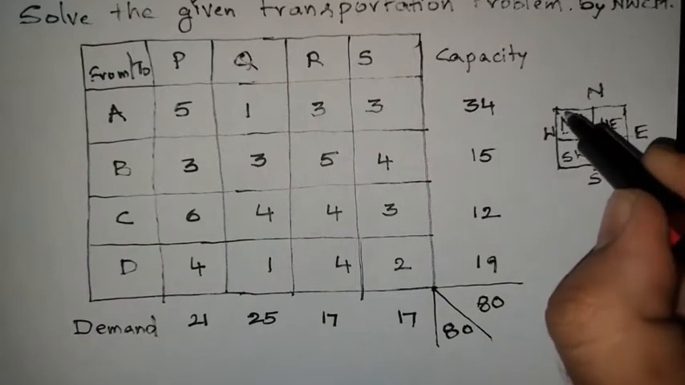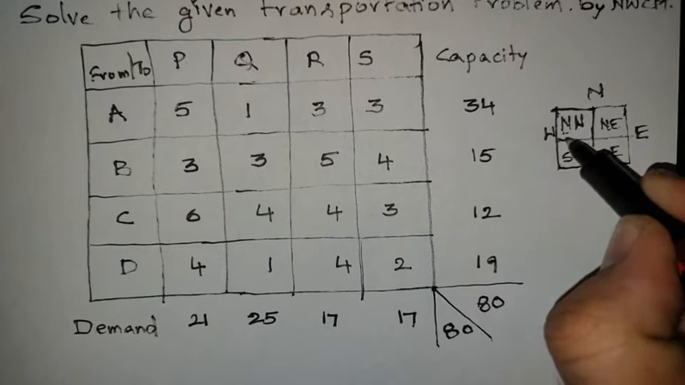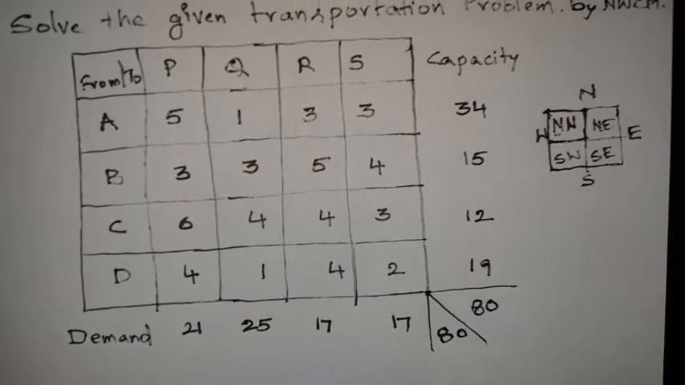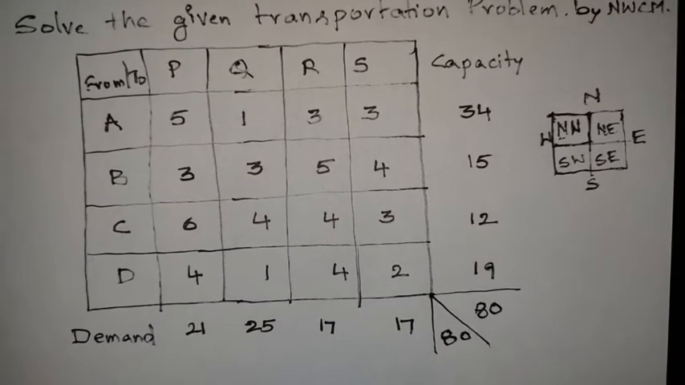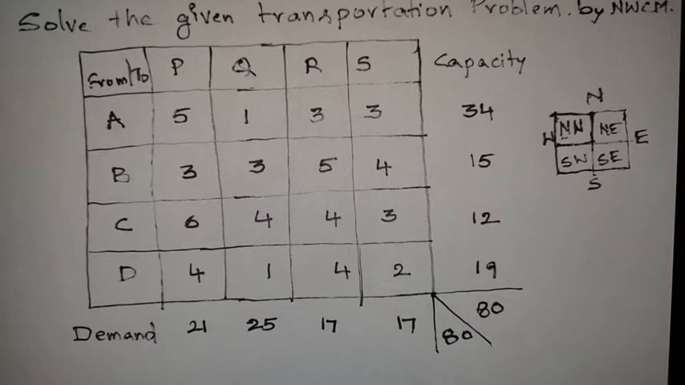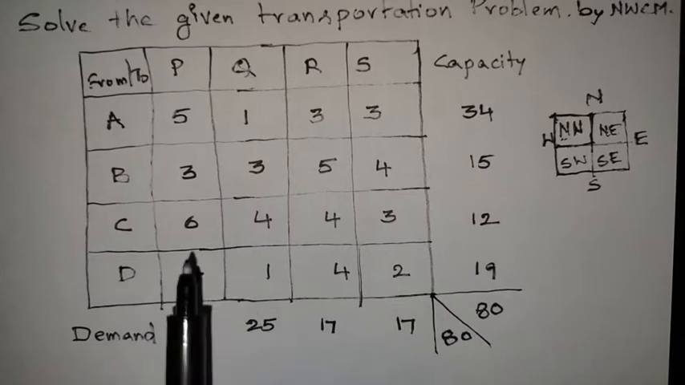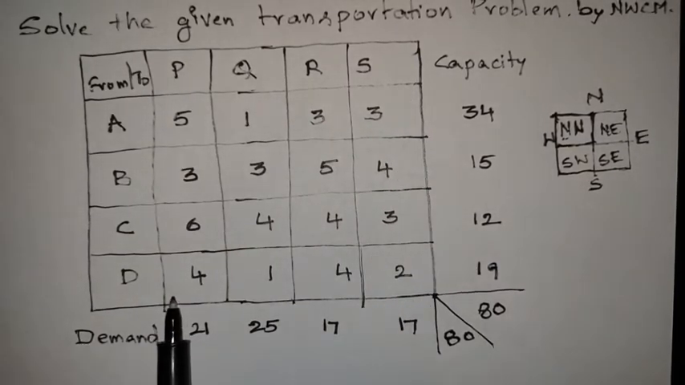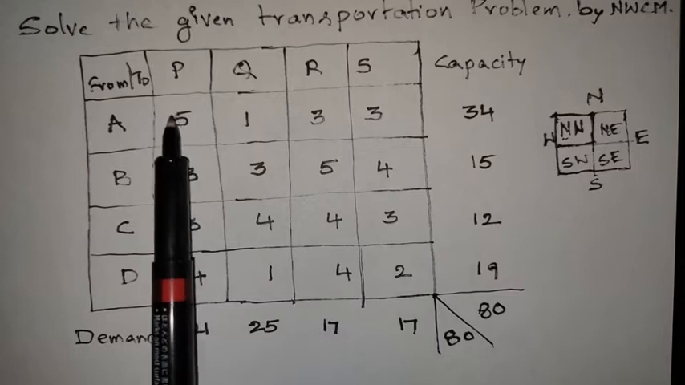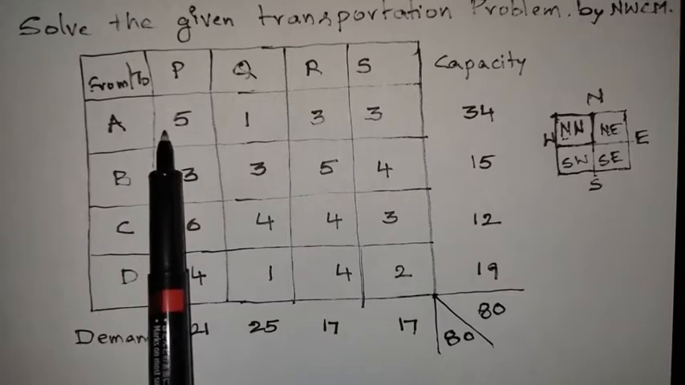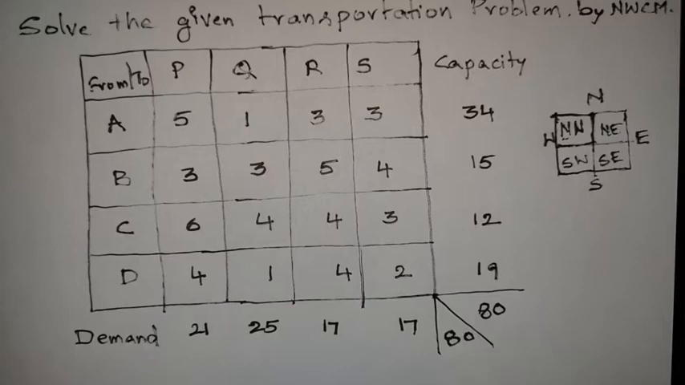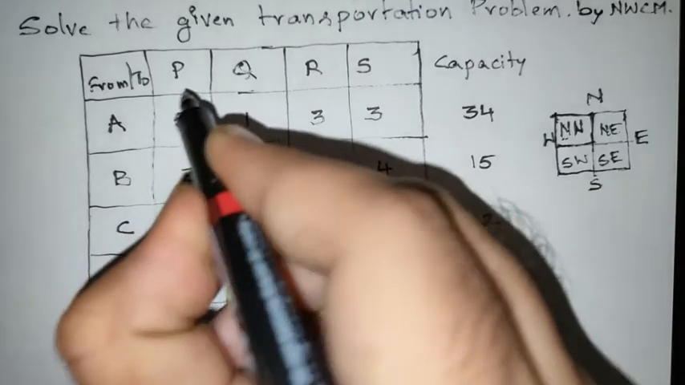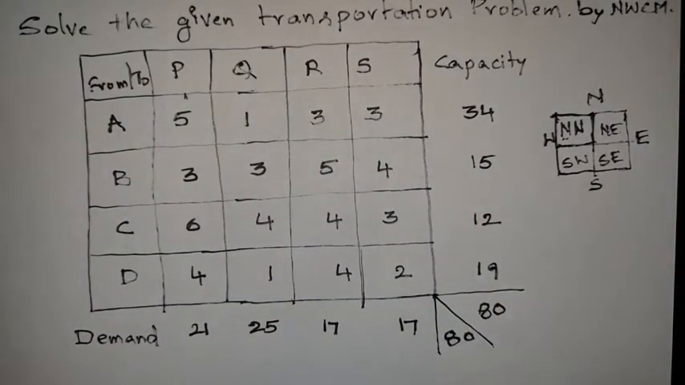What does the northwest corner cell mean? This one is the northwest corner cell in a table. If you understand that, then the problem will be very easy. Now we have checked whether it is balanced or unbalanced. First of all, in the entire grid, what is the northwest cell? AP is the northwest cell. First of all we need to allot the number of units for this cell.